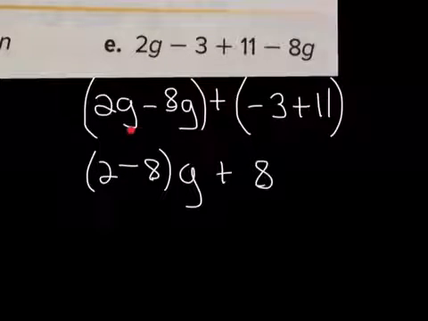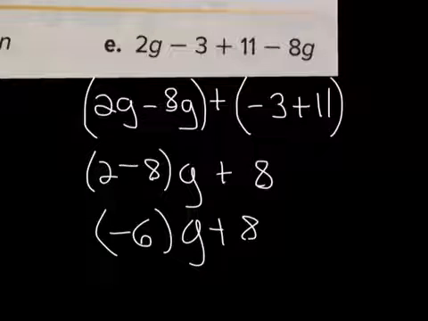Now I took the g out, and I took the coefficients and grouped them together. So now I have 2 minus 8 right there in parentheses, multiplied by g. And I solved this parentheses: negative 3 plus 11 is 8. Now what I can do is just solve for this parenthesis as well, and 2 minus 8 is negative 6. I see that I have a constant here and a constant here.